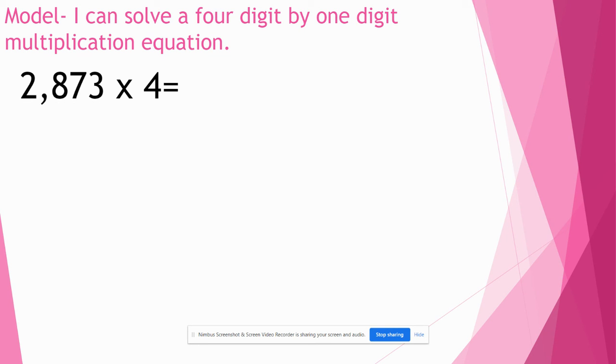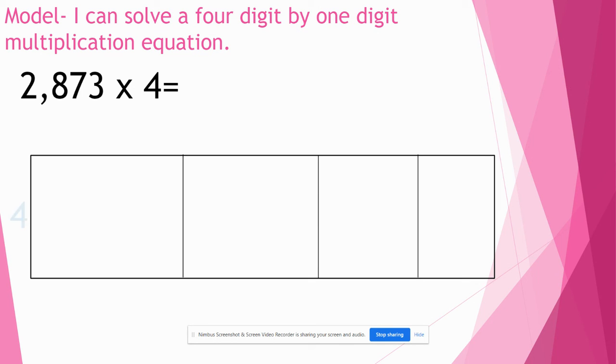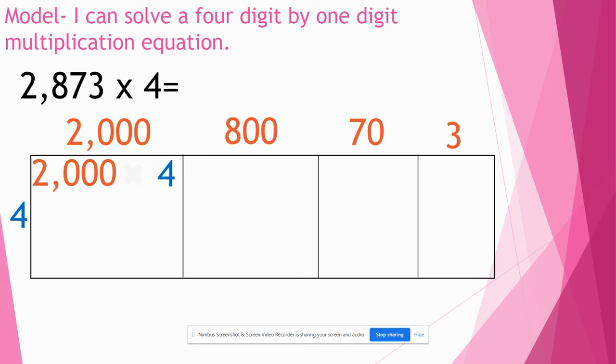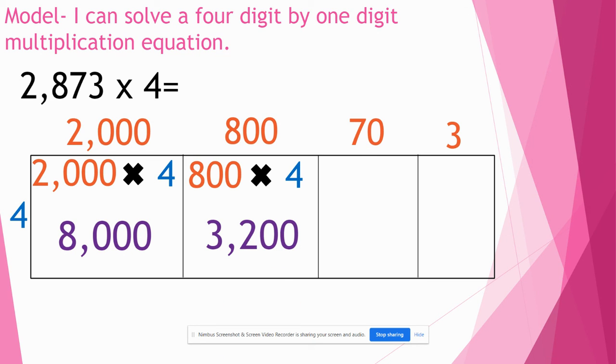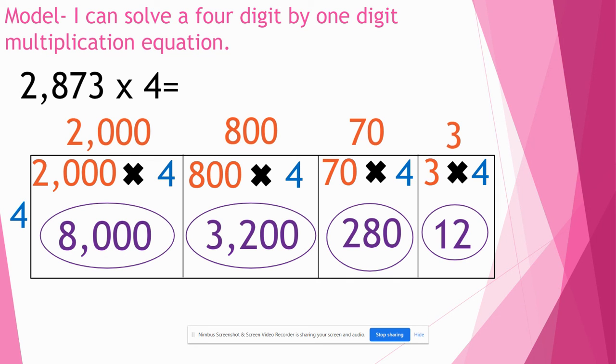Okay? And then finally, we're going to do 4 digits by 1 digit. 2,873 times 4. I know that I can break that into thousands, hundreds, tens, and ones. And I'm multiplying each one by 4. So I have 2,000, 800, 70, and 3. I'm going to multiply 2,000 times 4 to get 8,000. 800 times 4 to get 3,200. And 70 times 4 to get 280. And finally, 3 times 4 to get 12. I'm going to add all those together.